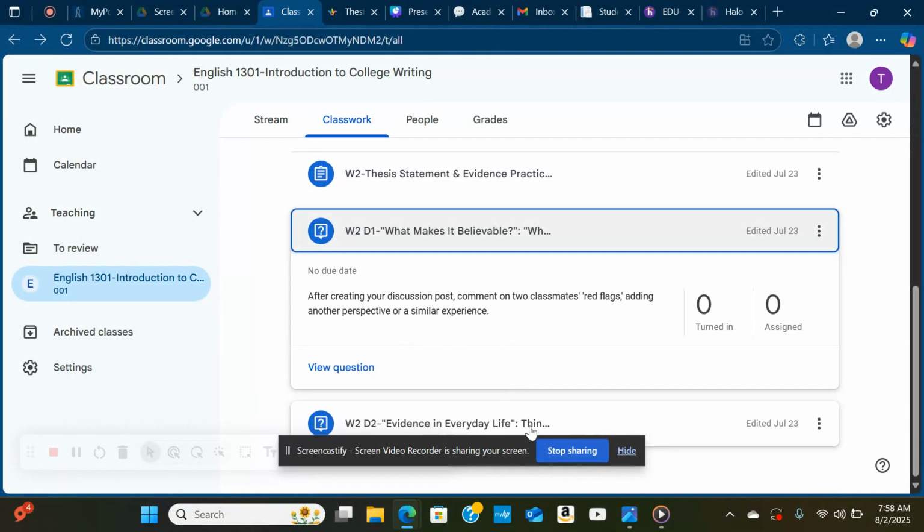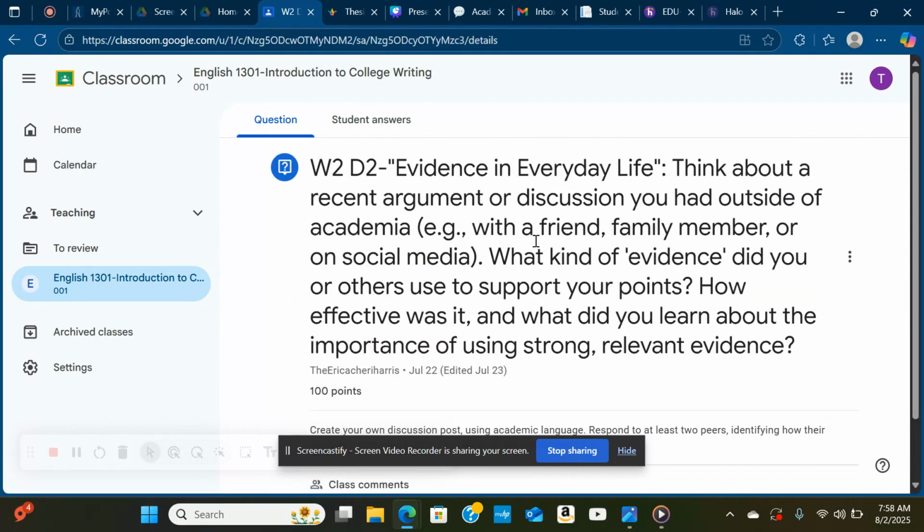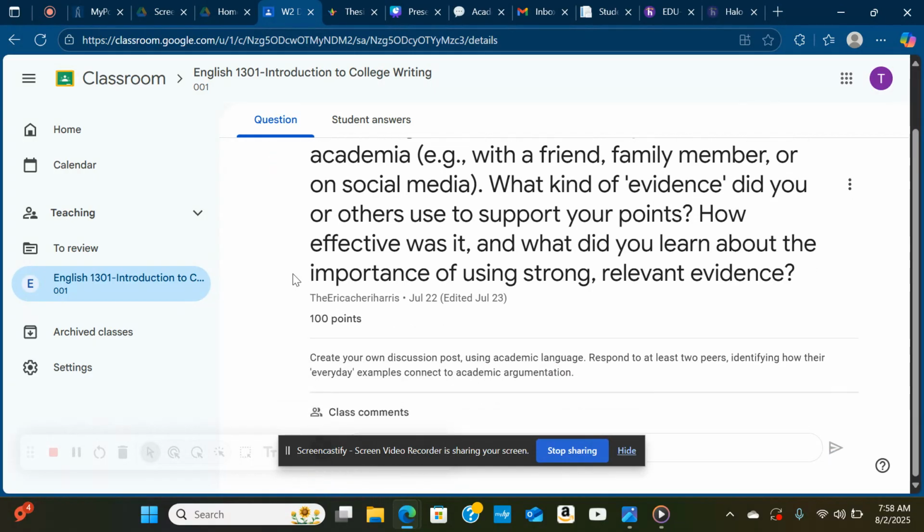And then the final discussion post is: think about a recent argument or discussion you had outside of academia with a friend, family member, or on social media. What kind of evidence did you or others use to support your points? How effective was it? What did you learn about the importance of using strong, relevant evidence? And again, responding to at least 2 of their peers.